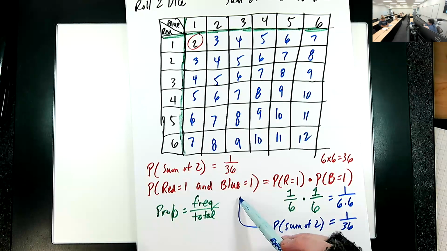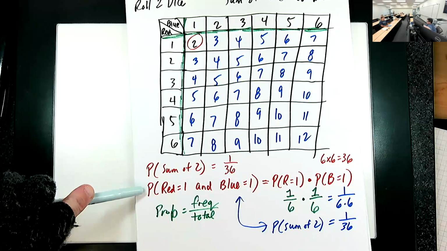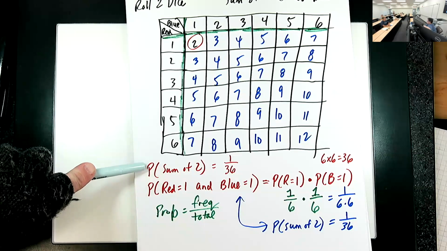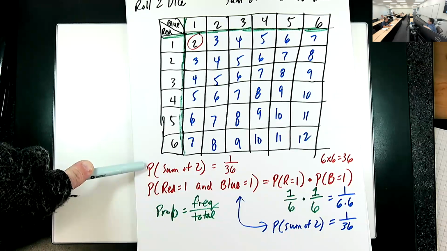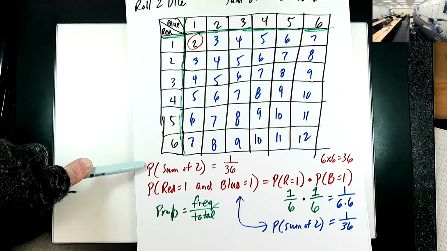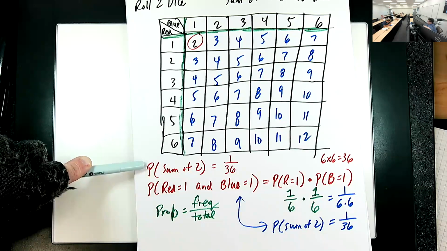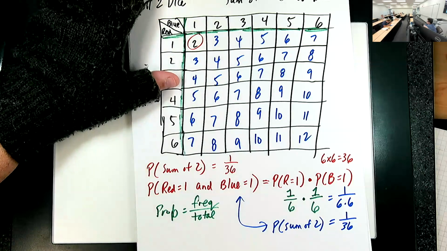These two were the same. One was calculated using that formula. We did the formula right here. Up here, we just looked on the grid and counted how many answers fit the criteria. Let's apply this to the problem with the boys and the girls.